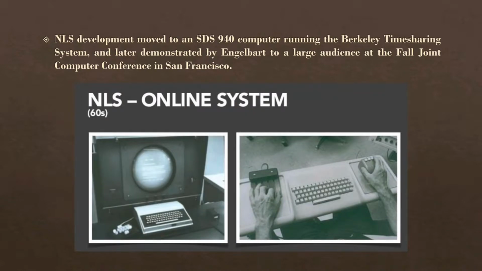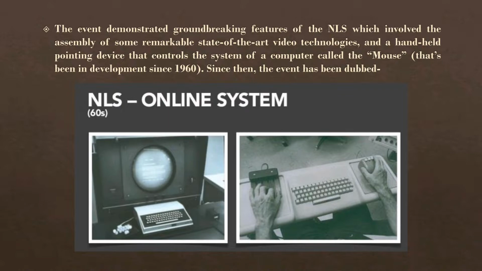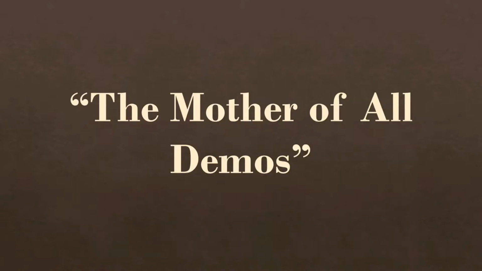In 1968, NLS development moved to an SDS-940 computer running the Berkeley time-sharing system, and was later demonstrated by Engelbart to a large audience at the Fall Joint Computer Conference in San Francisco. The event demonstrated groundbreaking features of the NLS, which involved the assembly of some remarkable state-of-the-art video technologies and a handheld pointing device that controls the system of a computer, called the mouse, that had been developed since 1960. Since then, the event has been dubbed the mother of all demos.